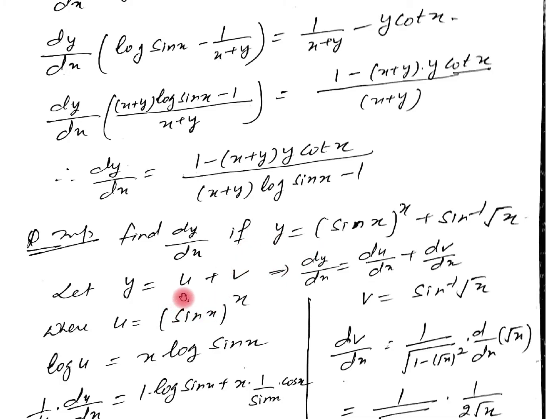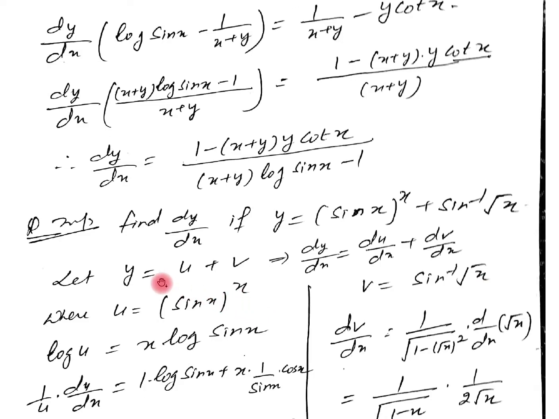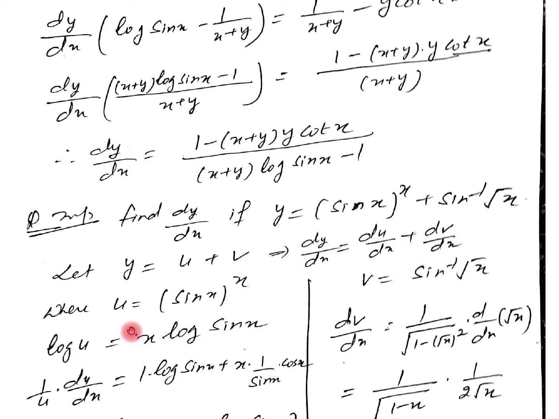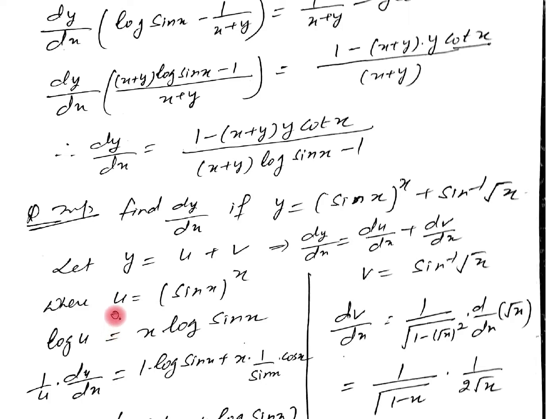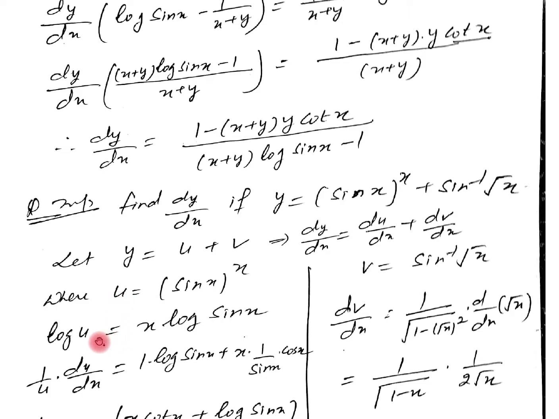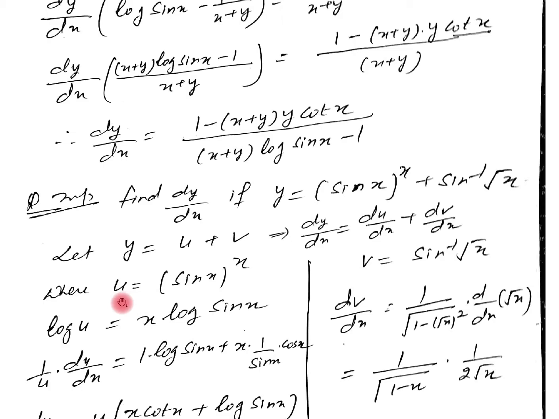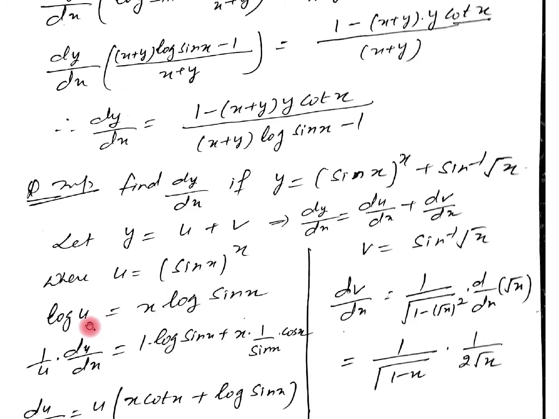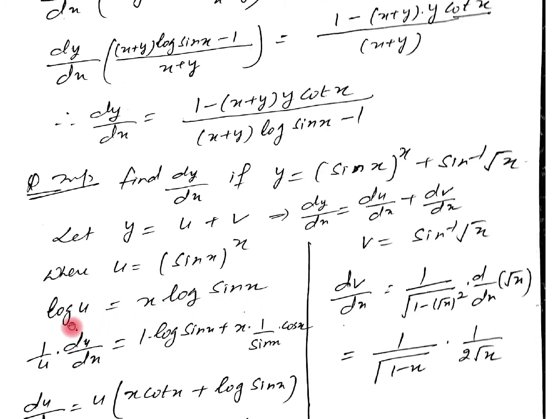How? Let y equal to u plus v, where u is (sin x) whole power x and v is sin inverse under root x. Therefore, dy by dx can be written as du by dx plus dv by dx. Now from this u and v individually we find out du by dx. To find out du by dx, u is (sin x) whole power x. Again one function is the power of another. We have to take log both sides. Log of u equal to x log sin x.